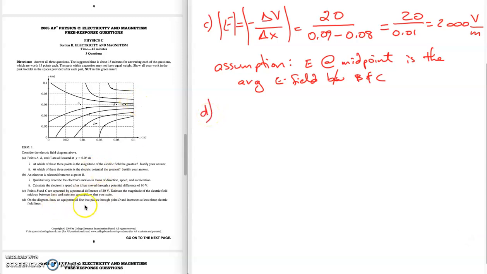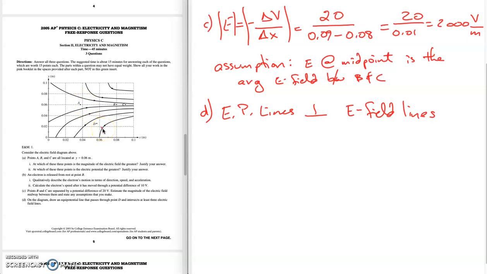On the diagram, draw an equipotential that passes through point D and intersects at least 3. Okay, now remember the relationship between equipotential lines: they are perpendicular to electric field lines. So what we need is a curve that's going to be perpendicular to all of these electric field lines.